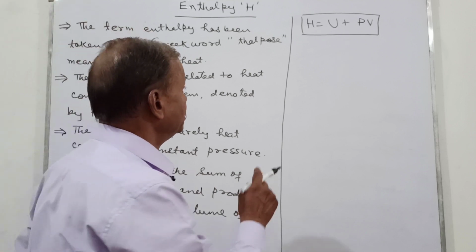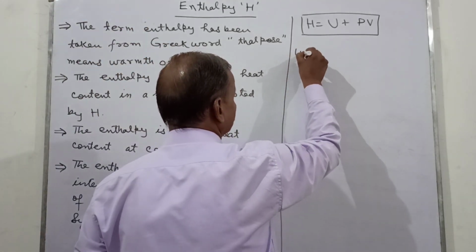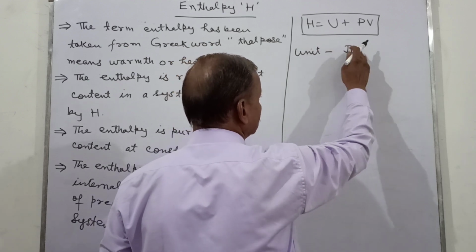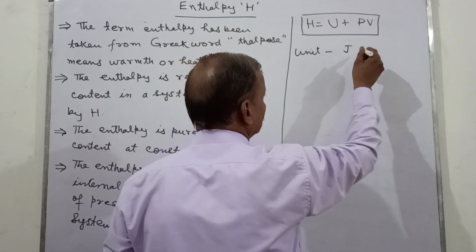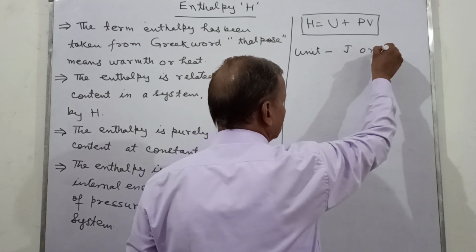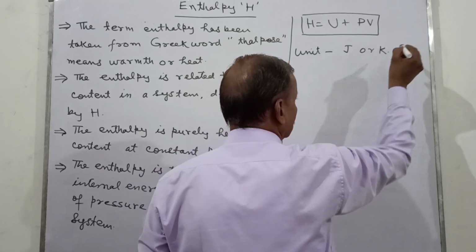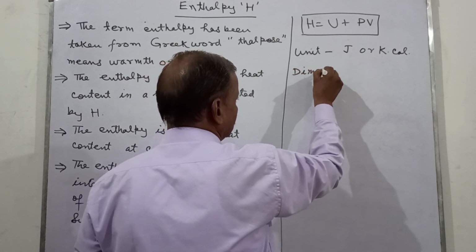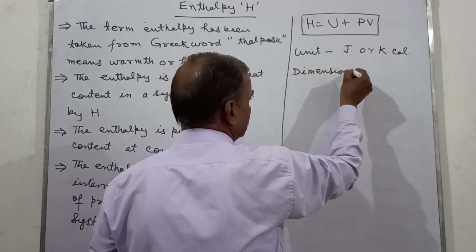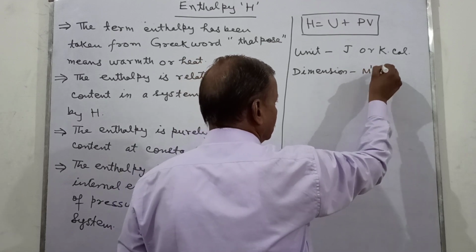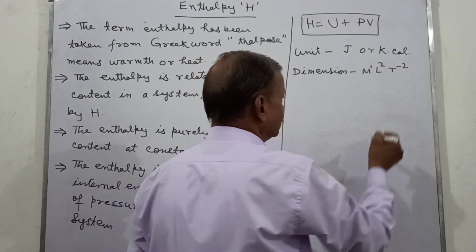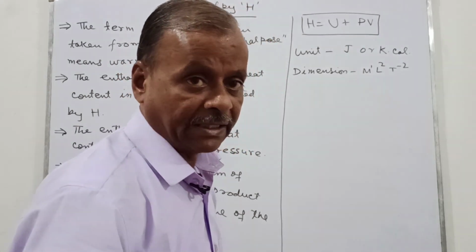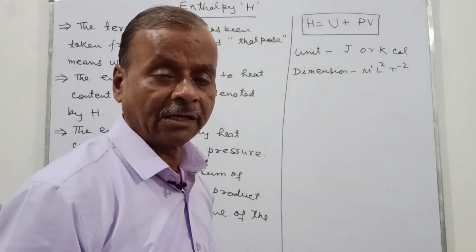So its unit is joule or kilocalorie, and its dimensions are M1 L2 T minus 2. Dimensions of energy or dimensions of the work, that is the dimension of the enthalpy.